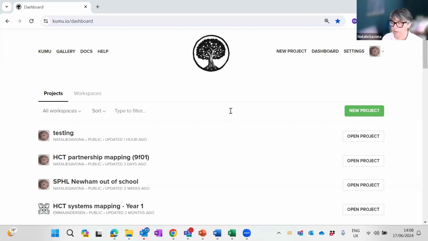Okay, can you all see? There's one that says testing at the top there. There's a little sea urchin picture. Is that all visible? Okay.